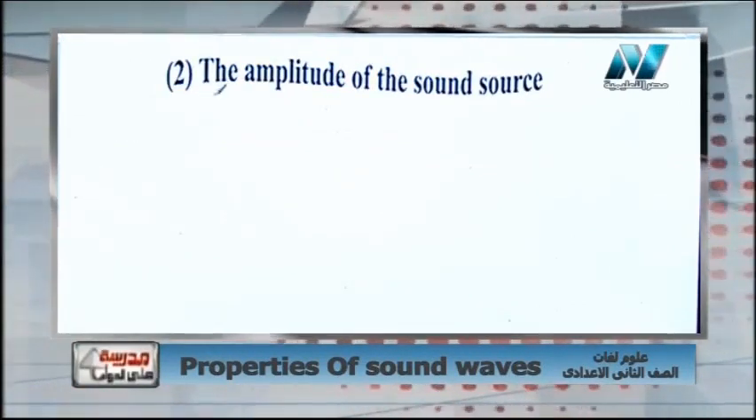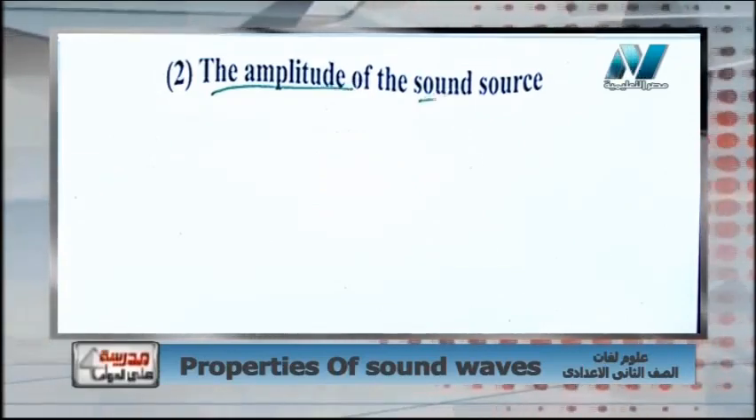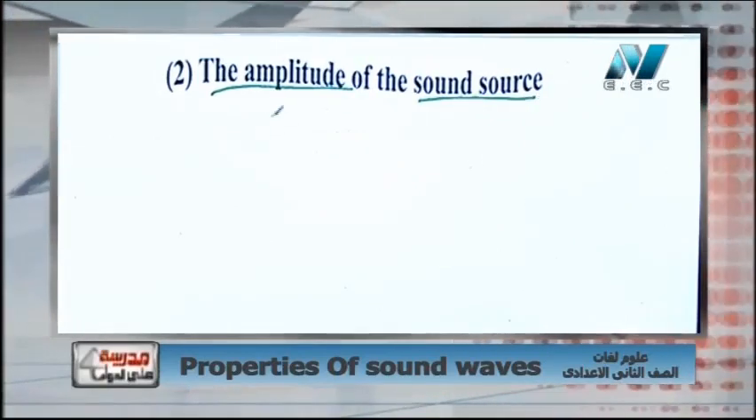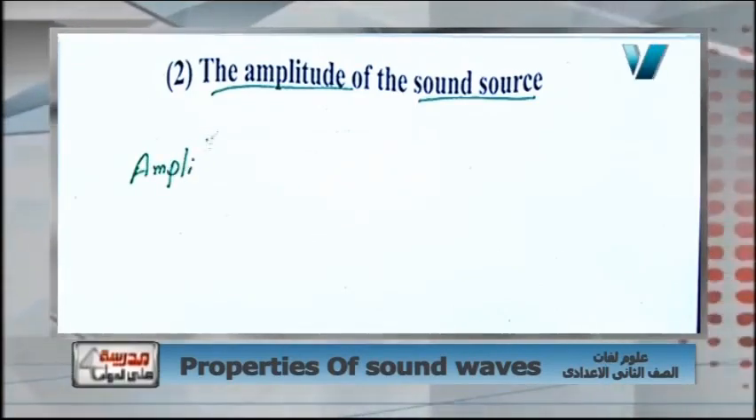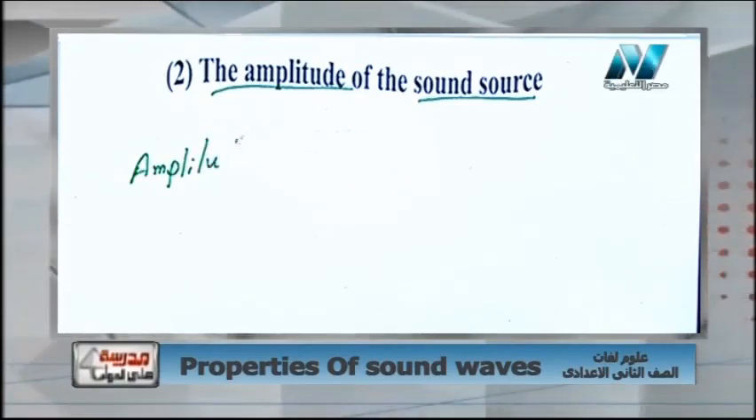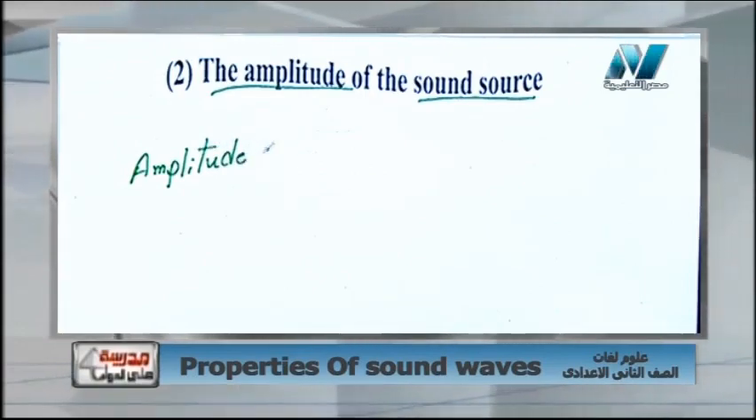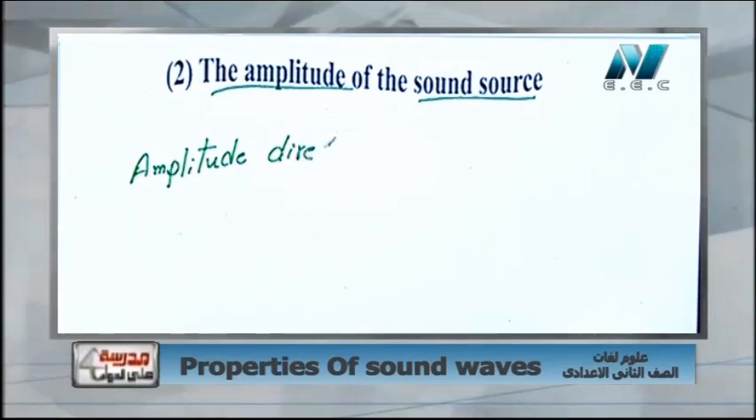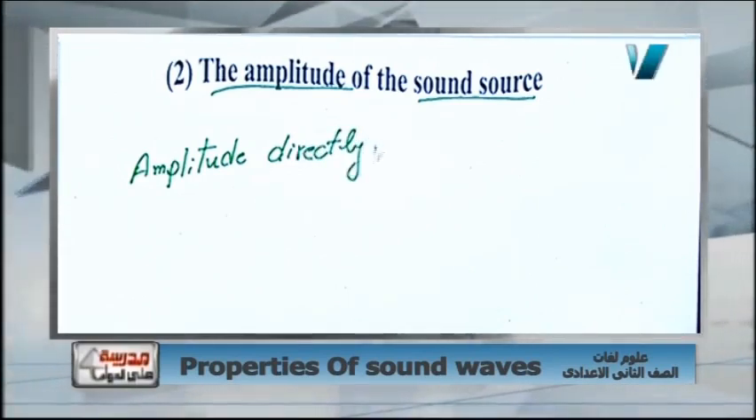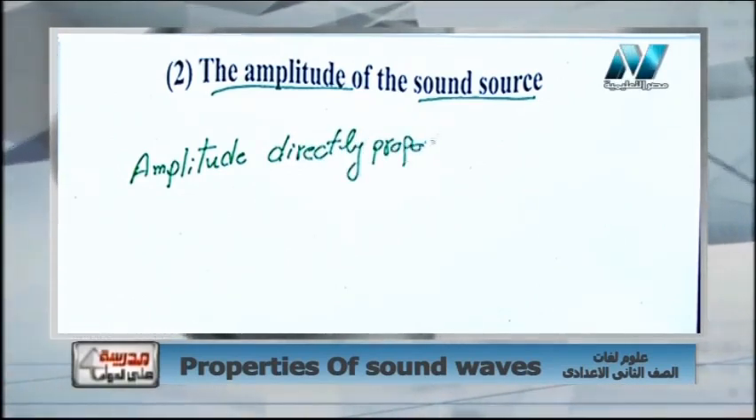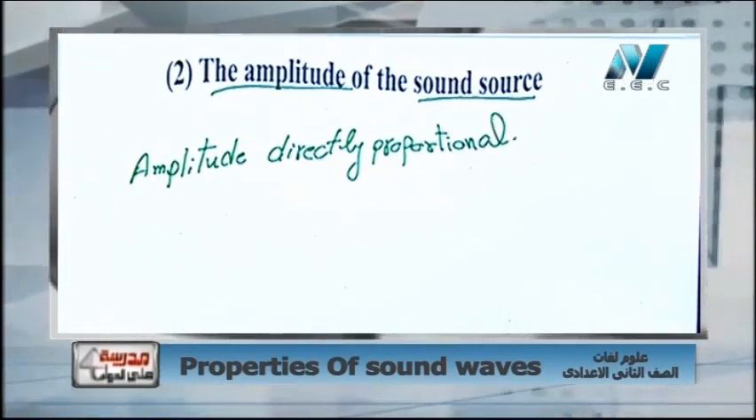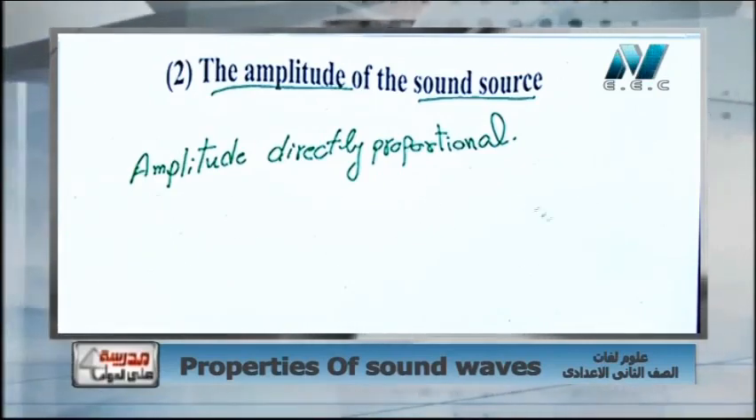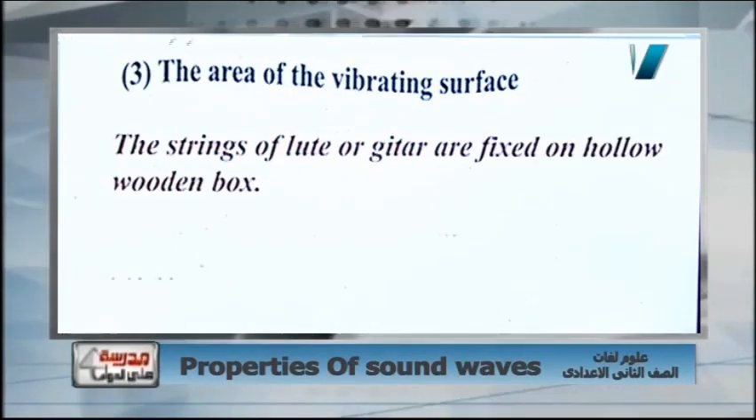Then I have the amplitude of the source. If the amplitude increases, the sound intensity increases, so directly proportional. Okay, here we talk about what? Amplitude. Then number 3, area of vibrating surface.